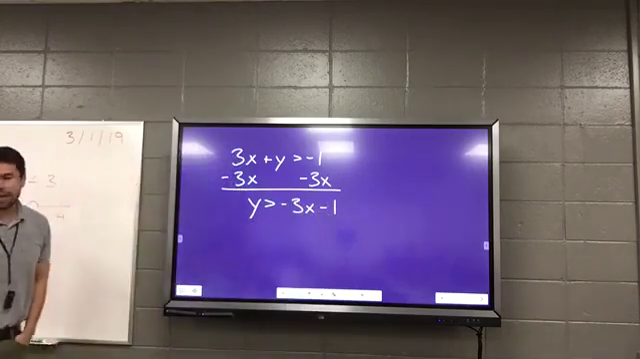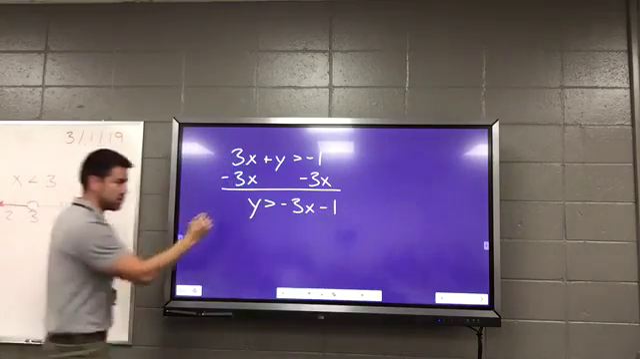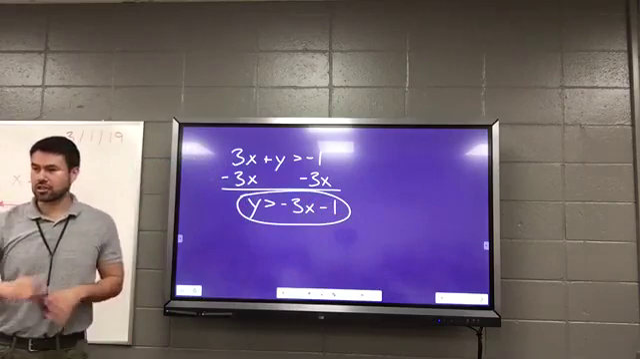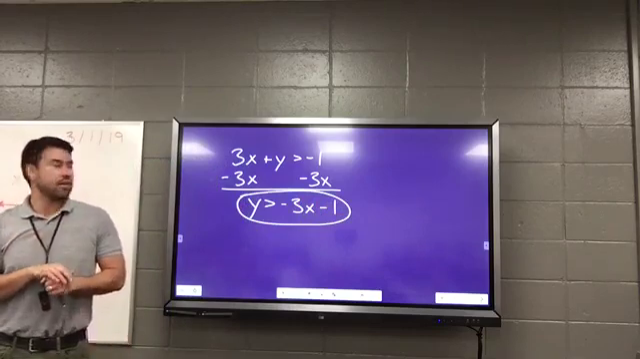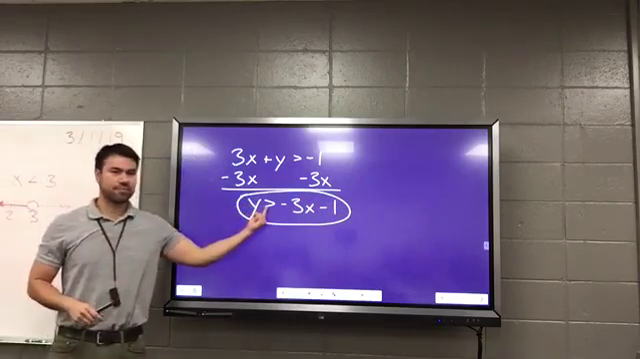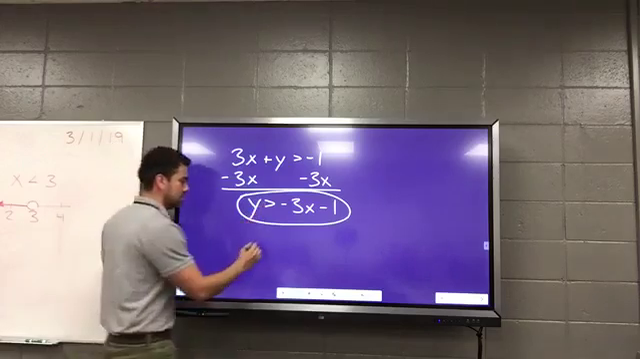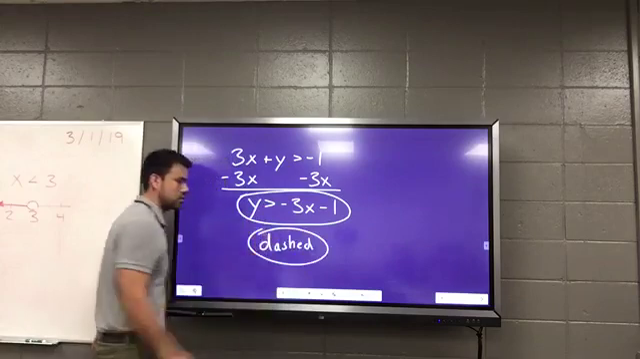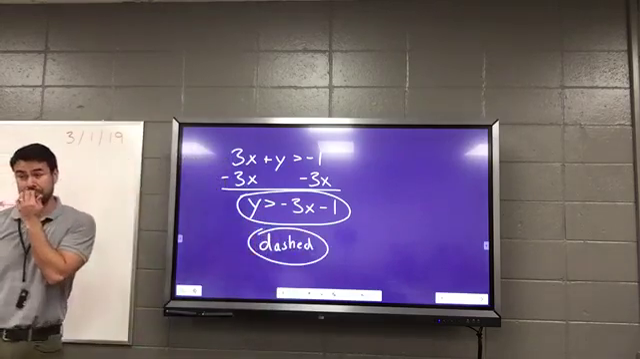Okay, you should have gotten in that form, and that's part of your answer. That is one part of your answer. And then it asks you, is it a solid or dashed line? Which one is it? Dashed line. And how do you know that? No equal to sign. So you put dashed, and that's your answer. That's the second type of problem.